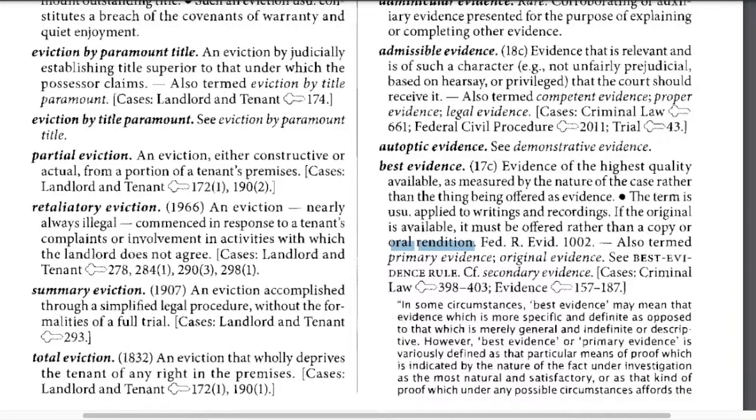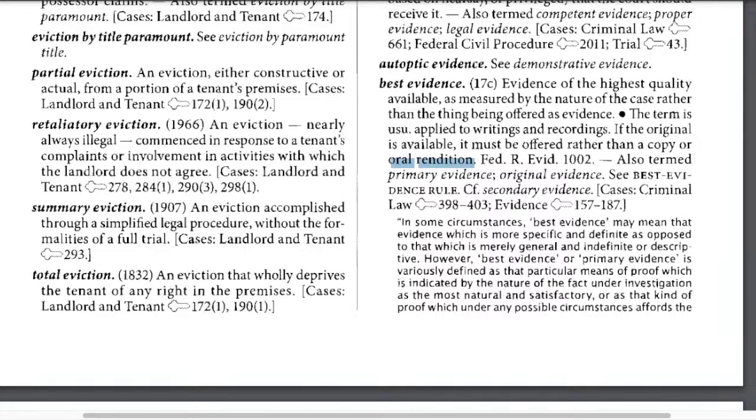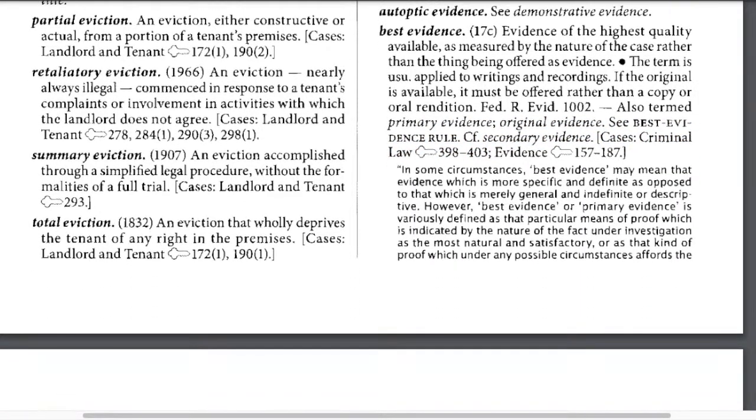So, through the rules of evidence, also termed primary evidence, original evidence. See best evidence rule. All right, here we go. Beautiful. In some circumstances, best evidence may mean that evidence which is more specific and definite as opposed to that which is merely general and indefinite or descriptive.